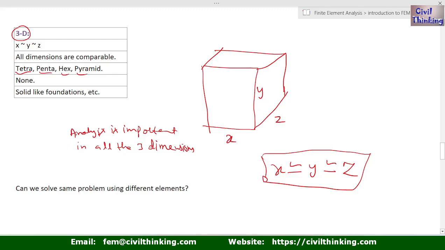But remember, the computation time will be high, because when you use 3D there will be a larger number of nodes. So I will explain these pointers one by one.